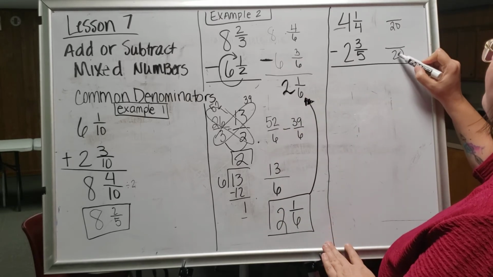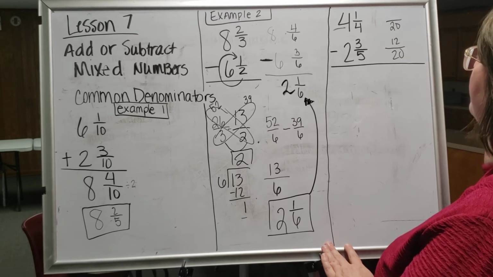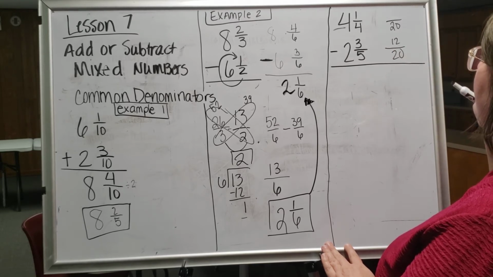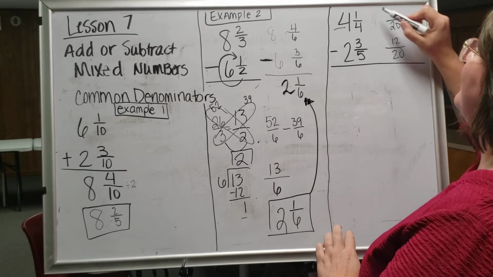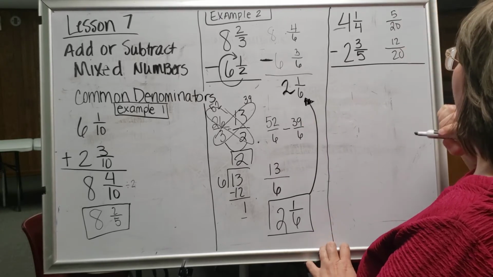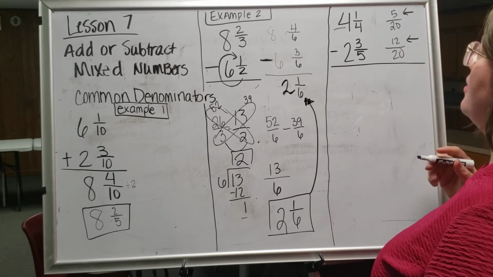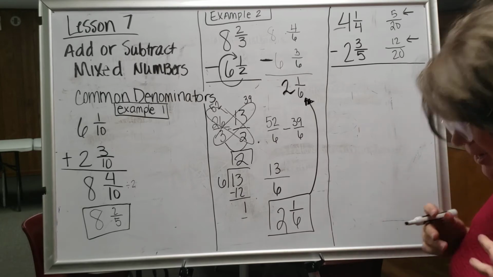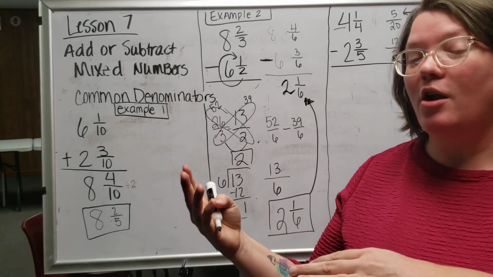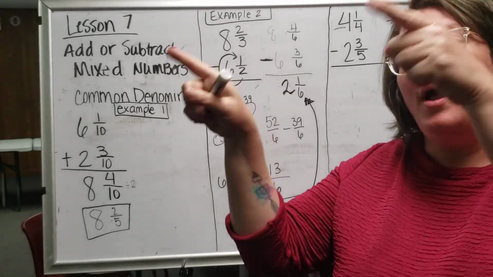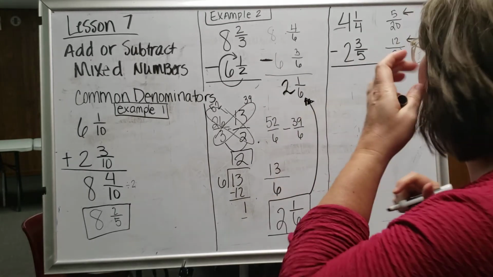5 goes into 20 4 times. 4 times 3 is 12. 4 goes into 20 5 times. 5 times 1 is 5. Okay. Let's look at our numerators. Something is wrong here because back in elementary, whenever you were trying to take a larger number from a smaller number, you couldn't do that. You had to go borrow from the next door neighbor, or regroup as they call it now.